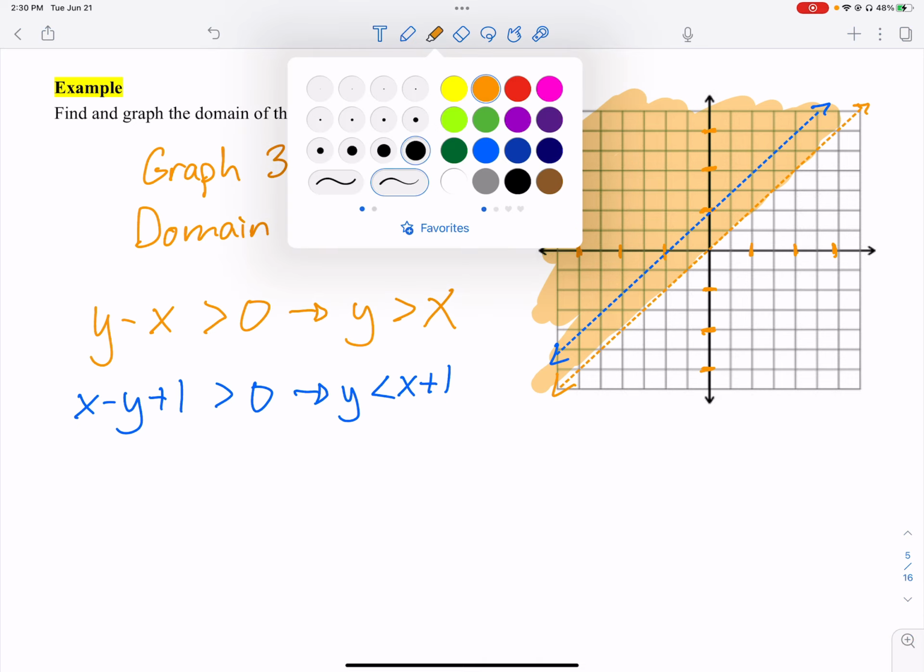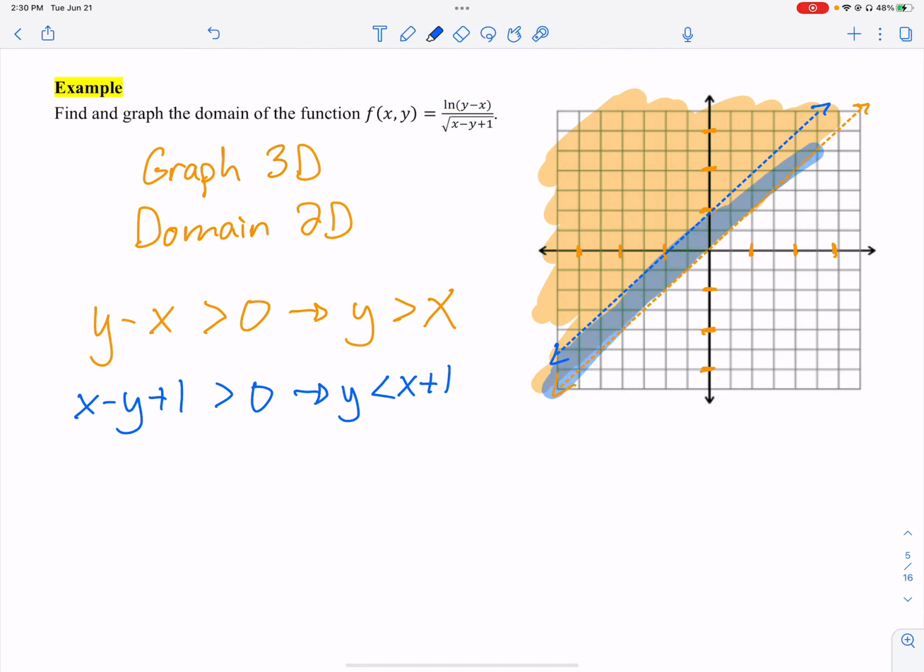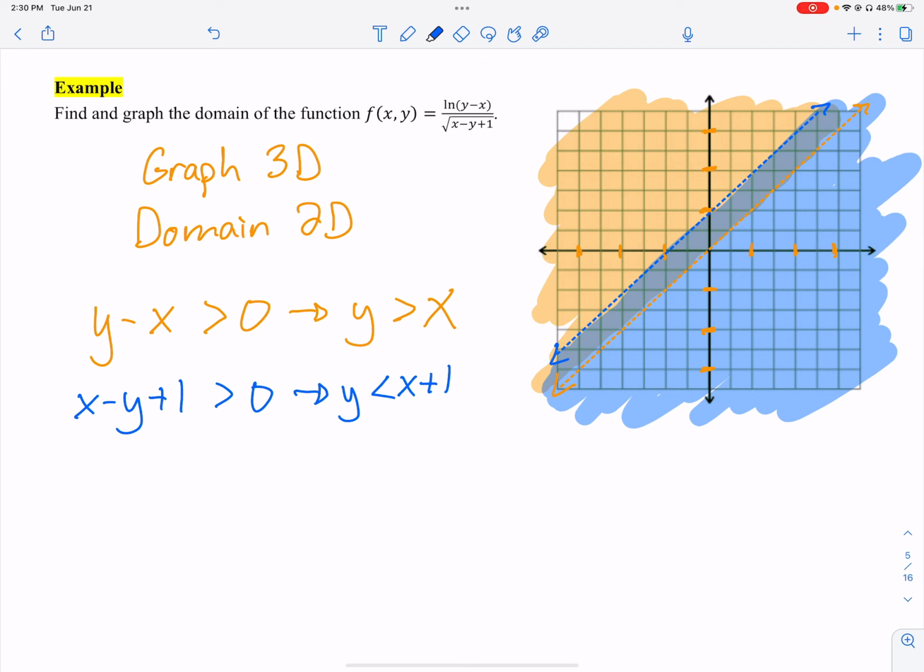So if I graph this, we get all the stuff that's less than. You can see the overlap there. It's the dark portion. That is our domain.